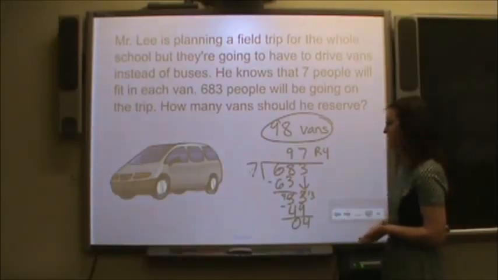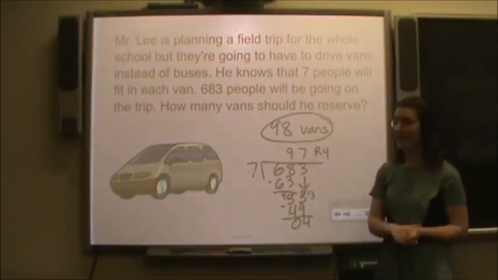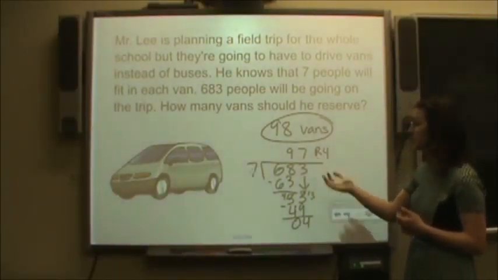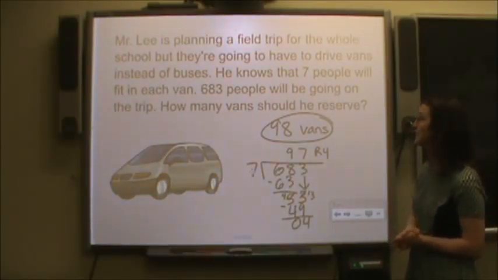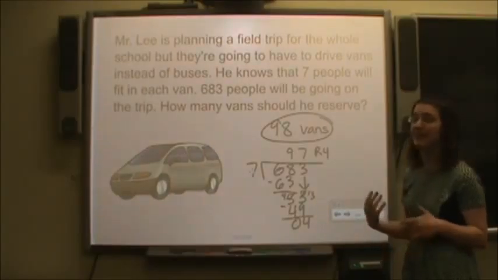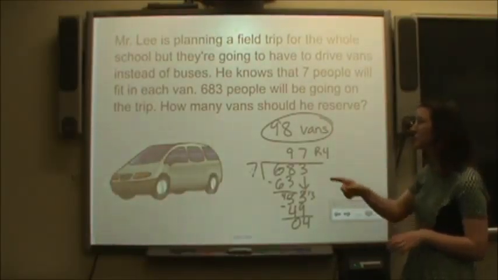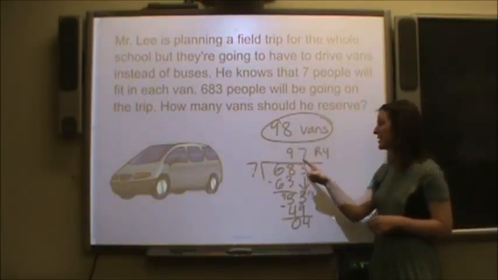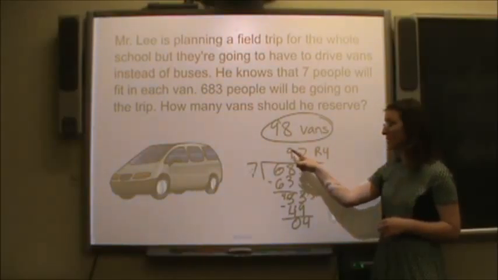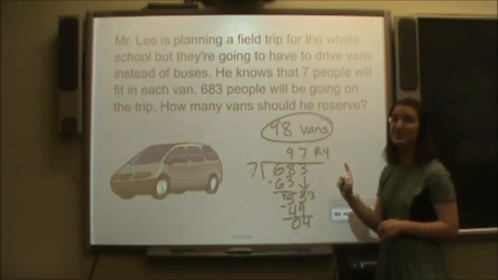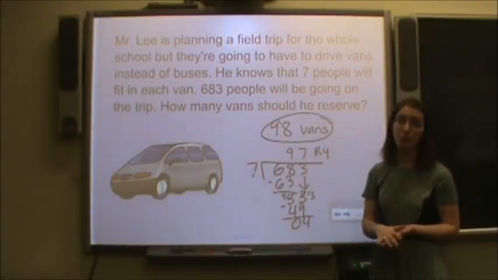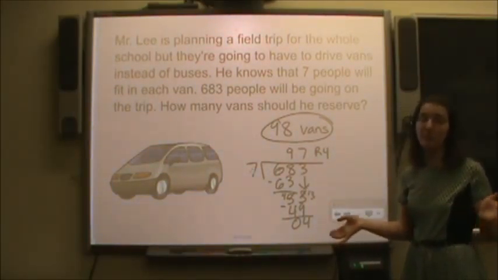So you should have done 683 divided by 7. And when you did that, the answer that you got was 97, remainder 4. However, the question asked how many vans should you reserve? If everybody's going on the trip, we're actually going to need 98 vans. Because if 97 vans is how many we can fill completely, and then there's 4 people left over, that means that we would need another van for those 4 people to go in. It wouldn't be full, but we would still need it.